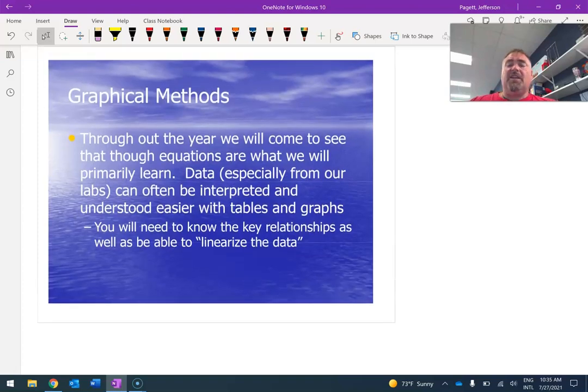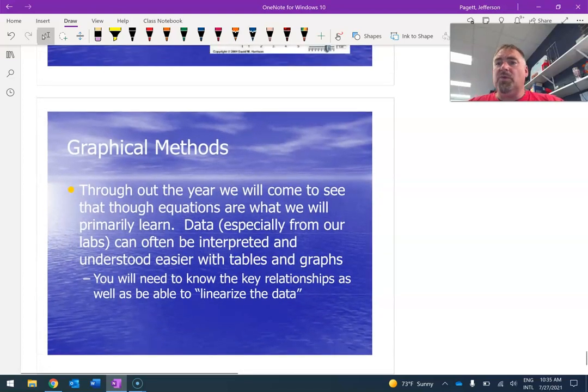The very last slide, and this is something I just added on this year because this is something that we really need to get better at, okay? Graphs. Graphs are the bane of our existence. They always have been in Regents, and they're probably going to be again, but we will continue to work on this. Now, throughout the year, you'll see just like in Regents, primarily we're going to use equations, okay?